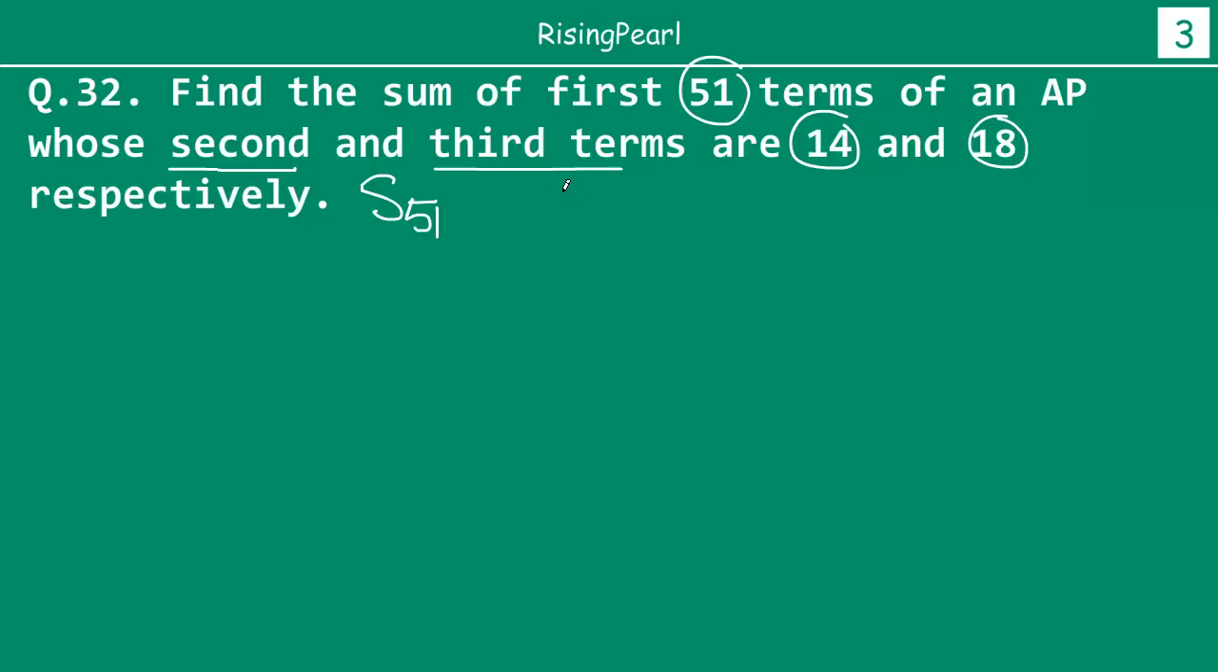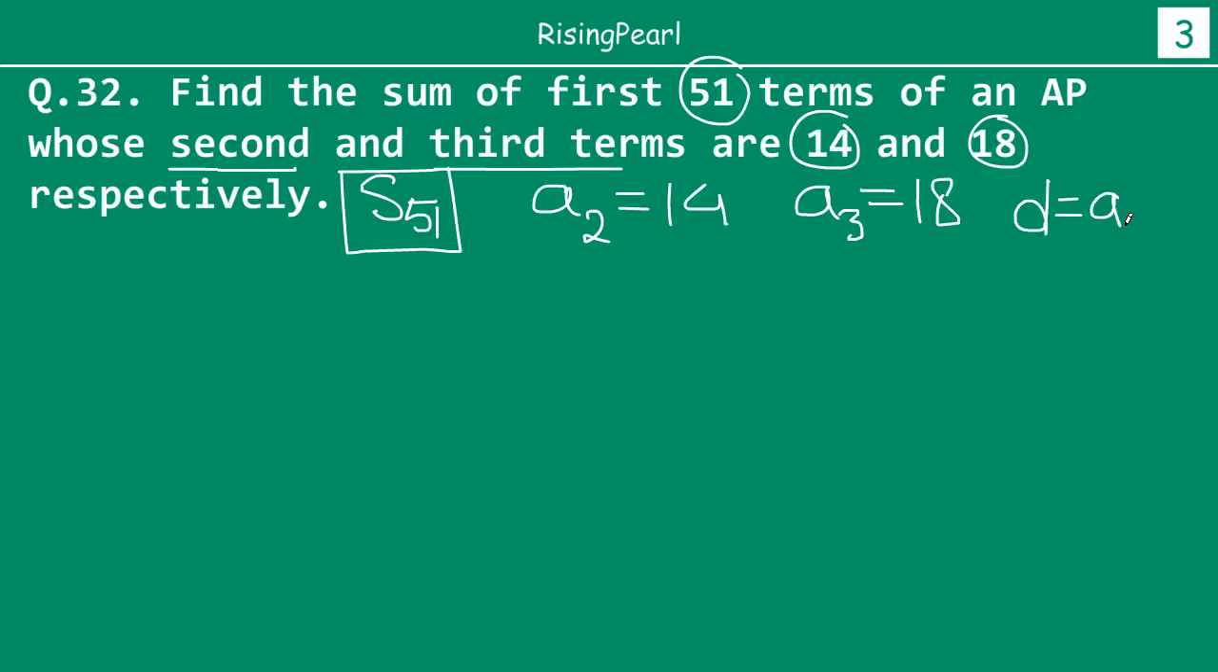Interestingly, what is given is that A2, or the second term, is 14, and A3, the third term, is 18. So one thing to immediately note is that we have to find out the sum of first 51 terms, right? We know the second term and we know the third term. Because these consecutive terms are given, immediately we can say common difference is going to be A3 minus A2, or 18 minus 14, which is equal to 4.